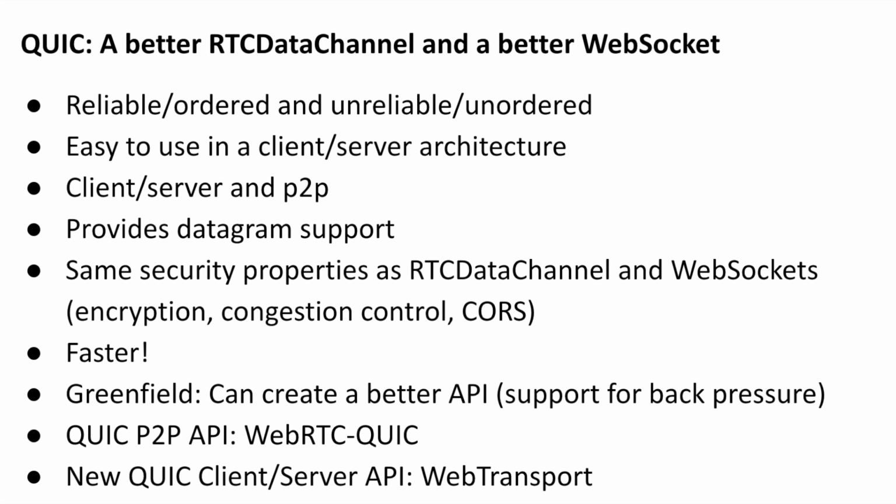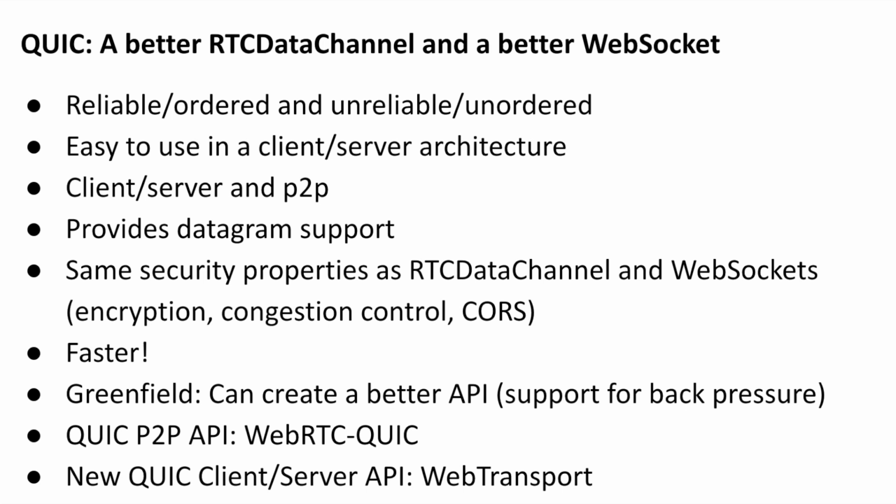With QUIC, you can get both reliable ordered support and unreliable unordered through the datagram extension. It's also much easier to deploy in a client-server architecture because, as we've said, we're going to have multiple implementations of QUIC both on the client and server that you could use to do that. You get the same security properties that you had with RTC Datachannel and WebSockets. That is, everything's encrypted. You get congestion control, so there's no loss there. But it's a lot faster because of all of these improvements that have been made to the transport algorithms.